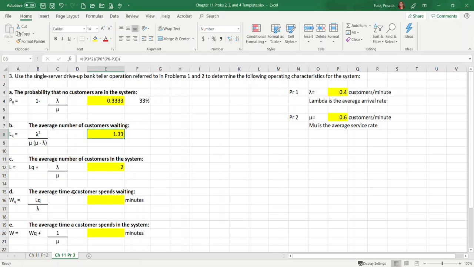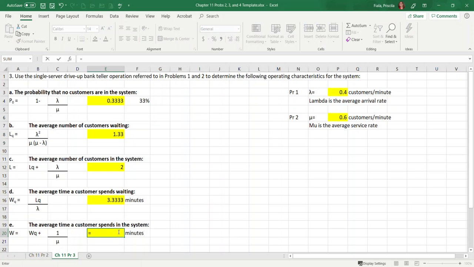Now let's do the average time a customer spends waiting. Well, right here you're going to need LQ again, which is your customers waiting, divided by my arrival rate. So that one is simple. It's LQ divided by my arrival rate, which is 3.33 minutes. The time, average time, so you don't have to round. It's good like this.